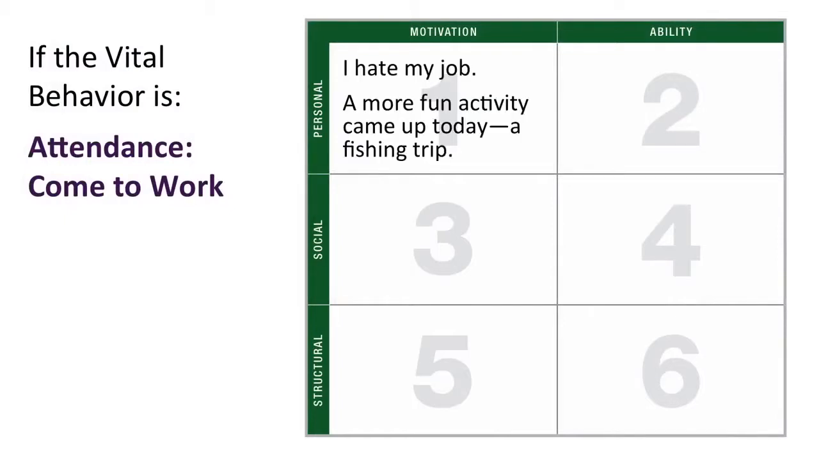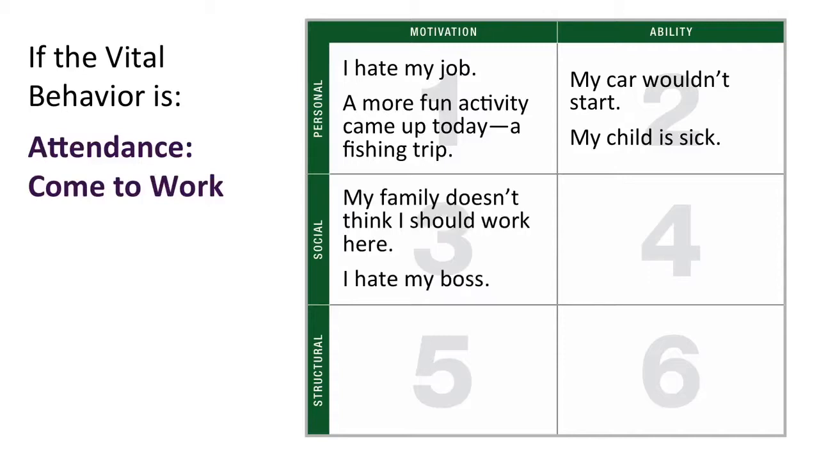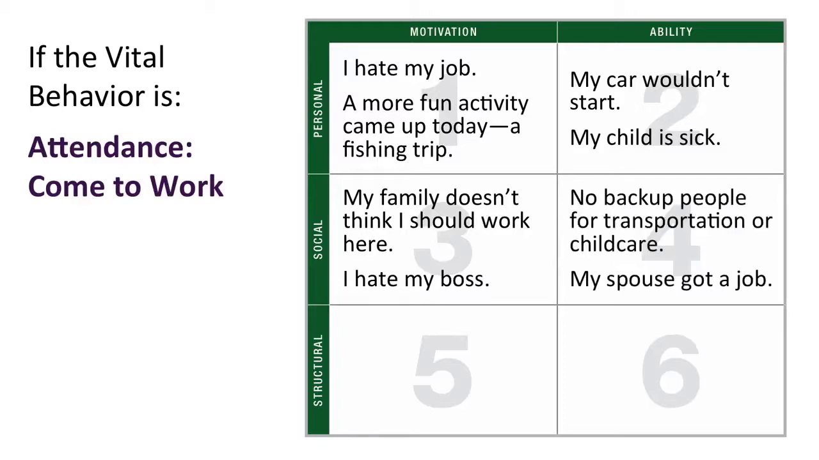The problems they face are people saying, I hate my job, and there are more fun things to do today, okay? Personal motivation. A personal ability is things like my car wouldn't start, my child is sick, I don't have an option, I don't have another way to do it, all right? At the social motivation level, my family doesn't think I should work here. They think it's degrading, okay? And I hate my boss, okay? Pretty good, right? At the social ability side, there are no backup people for transportation or childcare. In fact, they didn't have backup people for people to go to the bathroom. Okay? So it's pretty unpleasant. And by the way, my spouse got a job, so I don't need to work at the House of Pain.